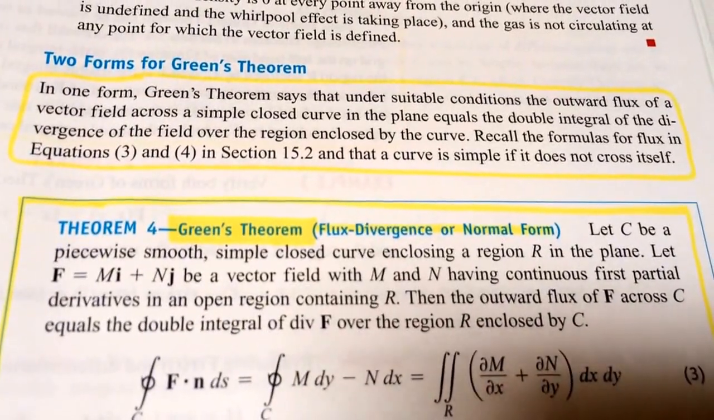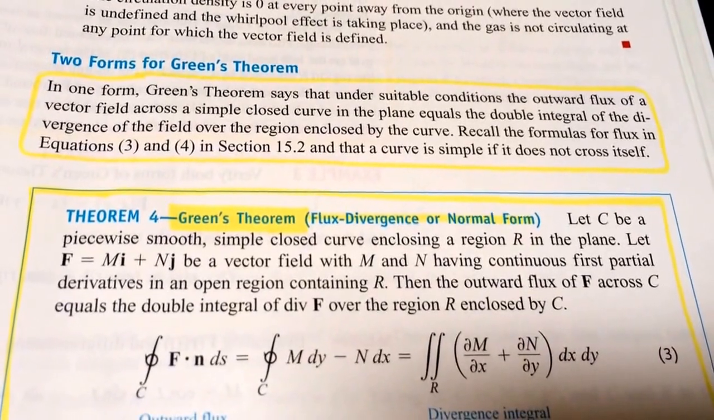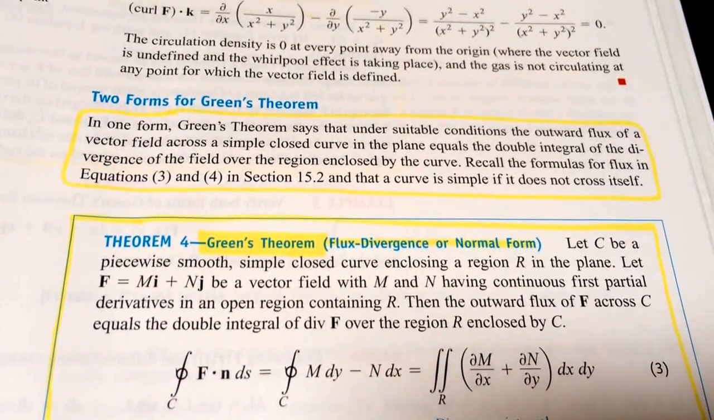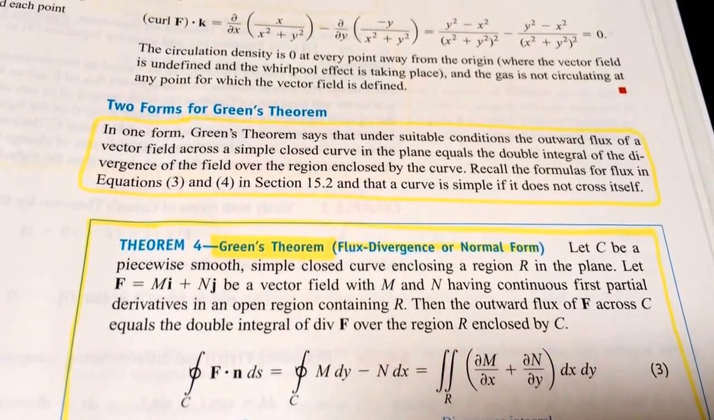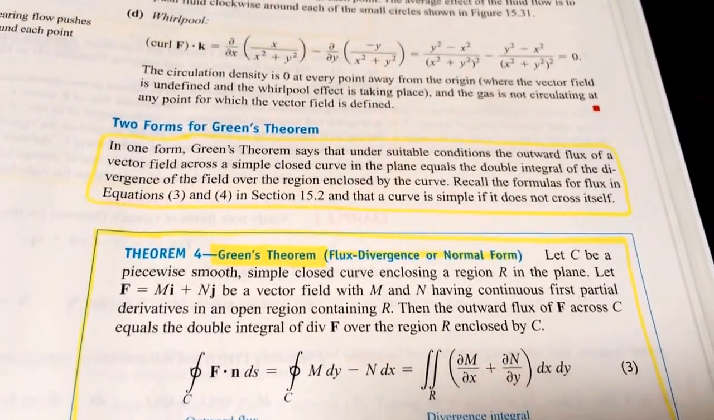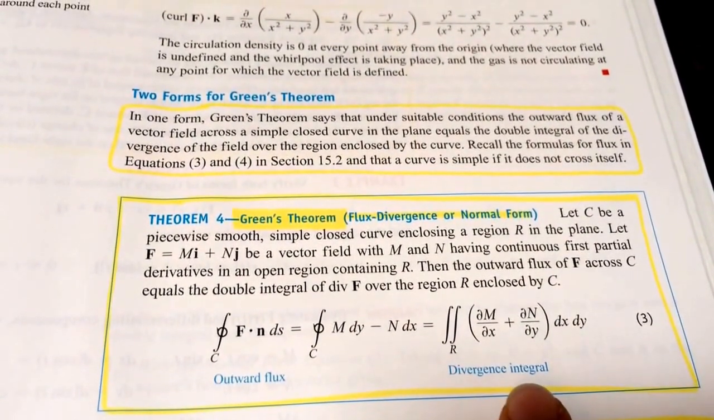Okay, so Green's theorem has two forms. There's going to be two forms of Green's theorem. One of them is called the normal form, and one of them is called the tangential form. You don't have to remember that part of it. The part that you do want to remember is this form is for flux. It's the flux divergence. So you have the outward flux and the divergence integral.